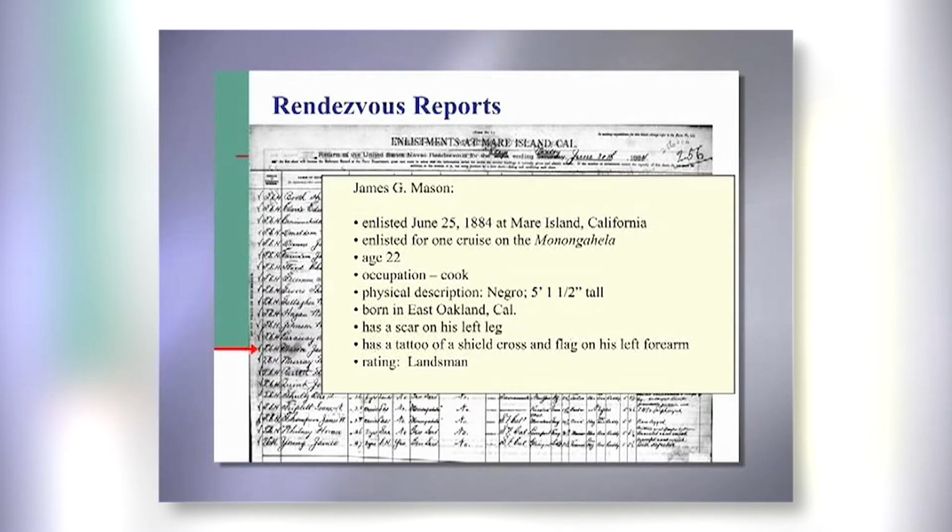A typical example, we'll take a look at the rendezvous report for James G. Mason. If we read his entry in the rendezvous reports, we'd learn that he enlisted on June 25th, 1884 at Mare Island, California. He enlisted for 1 cruise on the Monongahela. He was 22 years of age at the time of his enlistment. His occupation was a cook. His physical description shows that he was a Negro, 5 foot 1.5 inches tall, born in East Oakland, California. He had a scar on his left leg and a tattoo of a shield, cross, and flag on his left forearm, and his rating at that time was a landsman, which means that he had no prior service at sea at the time that he enlisted in the Navy.